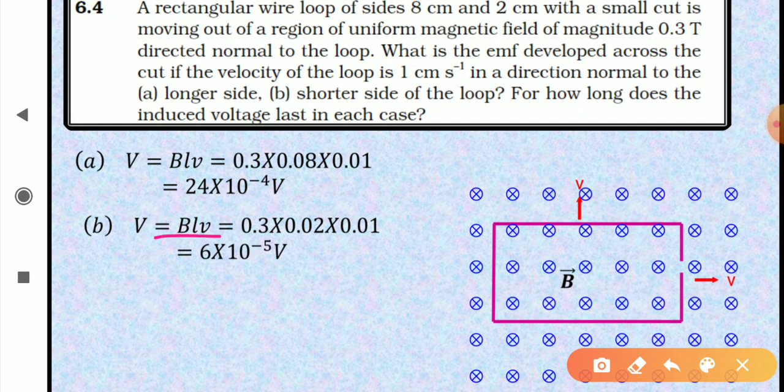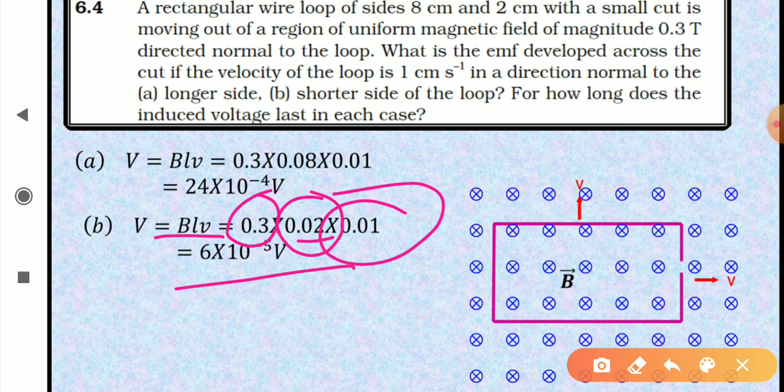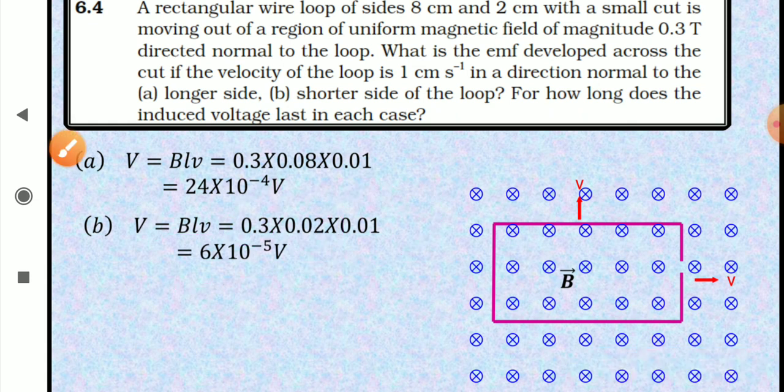So induced EMF is BLV. B is 0.3 Tesla. Length is 2 centimeter, that is 0.02 meter. Velocity is the same, 0.01 meter per second. And you get 6 into 10 raised to the power minus 5 volt.